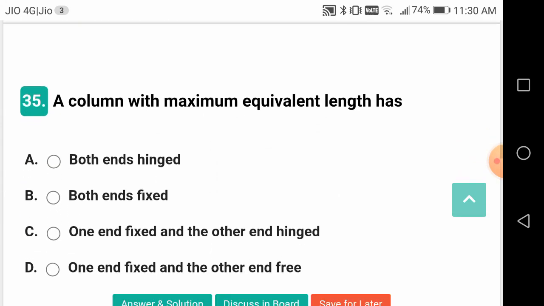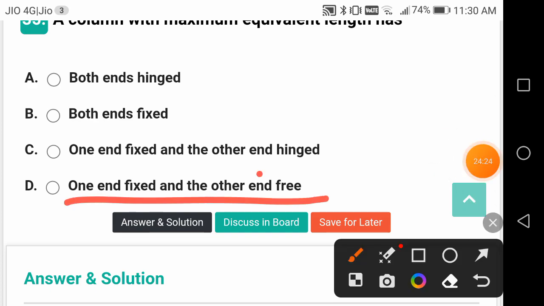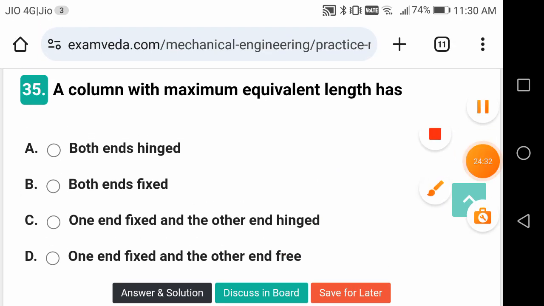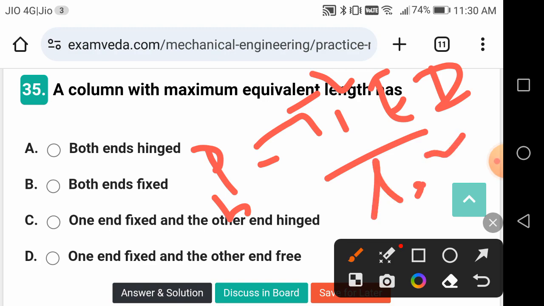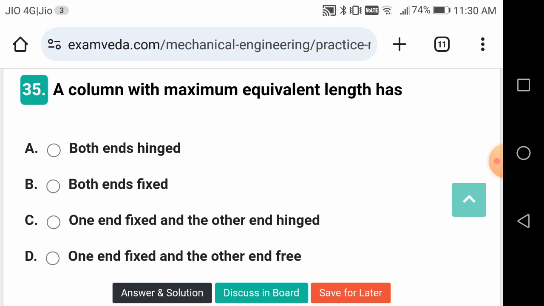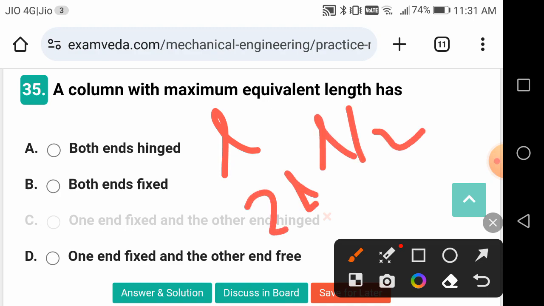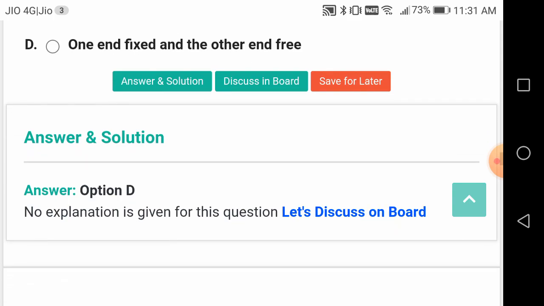A column with maximum equivalent length has one end fixed and other end free. Okay friends, so you have to compare P buckling is equal to pi square EI by LE square. LE will be equal to 2L for one end fixed and other end free; it will be maximum. With both ends hinged, it will be L. One end fixed and other end pinned, that will be L by root 2.